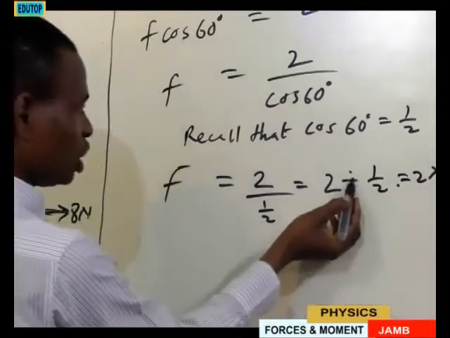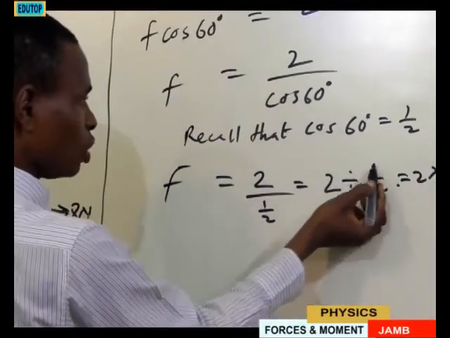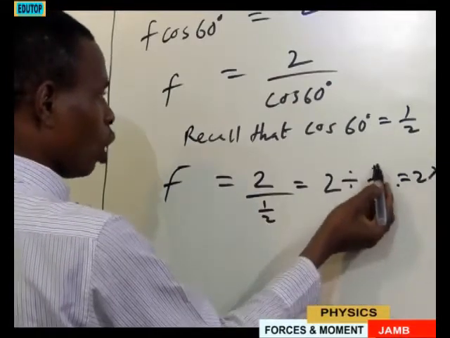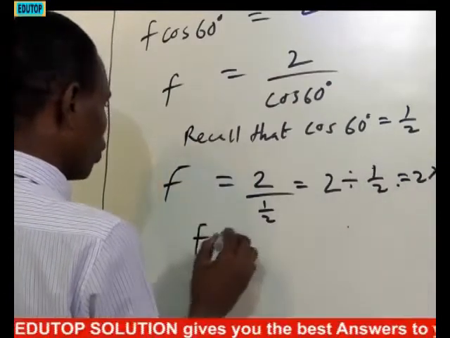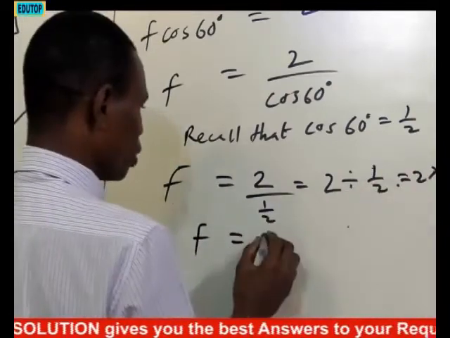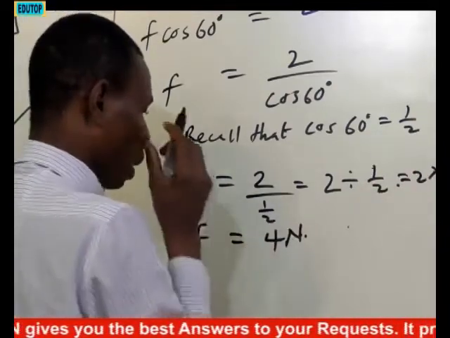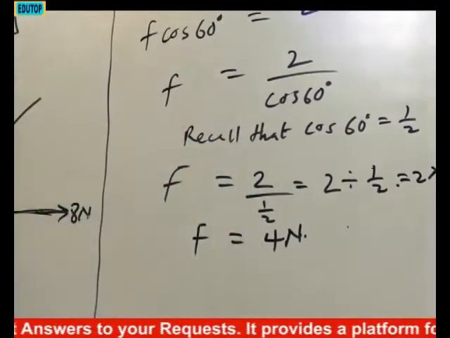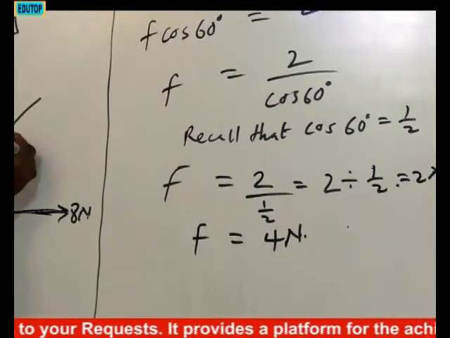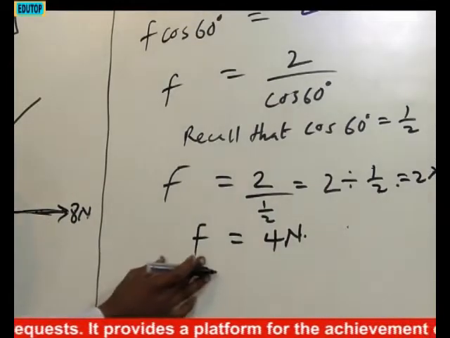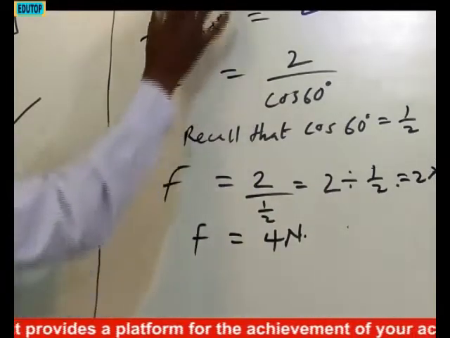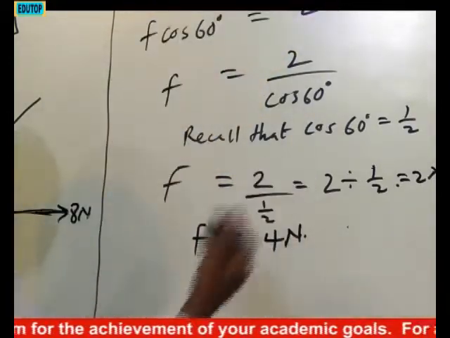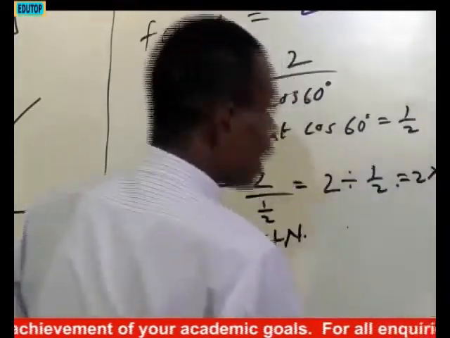When you want to change this sign, we move this one up and this one comes down, and the sign changes to multiplication. So the value of force will be 2 times 2, 4 Newton. It is not the force we are looking for. We are looking for the weight of the body, but we need to get the force first. We get the force by resolving the horizontal component. Let's resolve the vertical component.